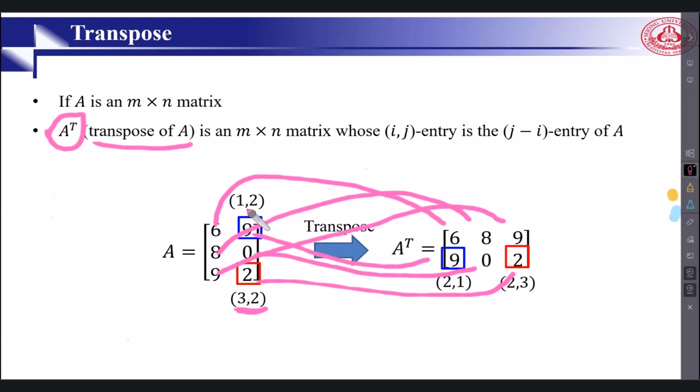So if we have a matrix A with dimension m by n, then the transpose will be denoted by A superscript T and will be n by m. M by n will be changed to n by m. This is called the transpose of a matrix.